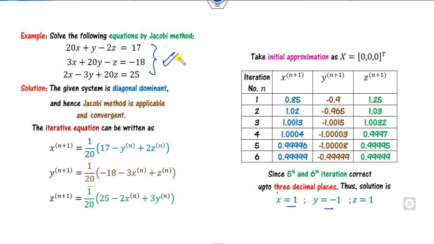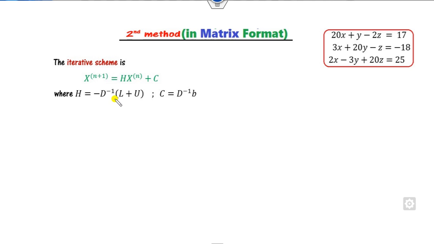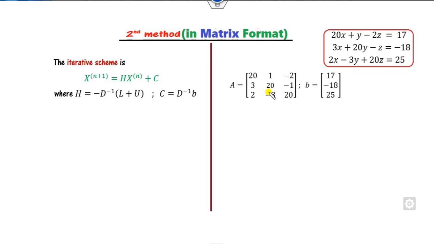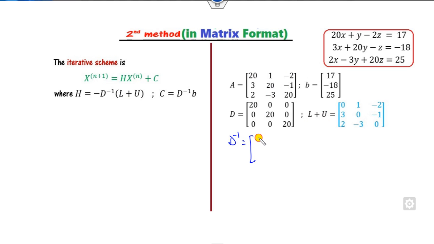We can solve the same question with the second method, like this. We can find the matrix capital D, which is the diagonal matrix. L plus U is the part apart from the diagonal. What is D inverse? I can simply take the reciprocal of these values. The rest of the values are 0. Fine. Then I can simply take this value.